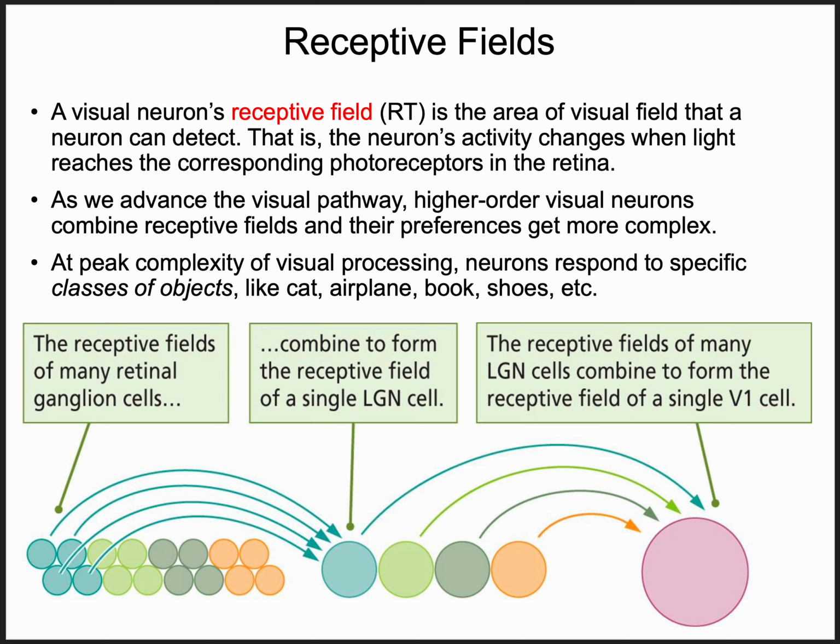airplane, book, shoes, etc. The receptive fields of many retinal ganglion cells combine to form the receptive field of a single LGN cell. The receptive fields of many LGN cells combine to form the receptive field of a single V1 cell.